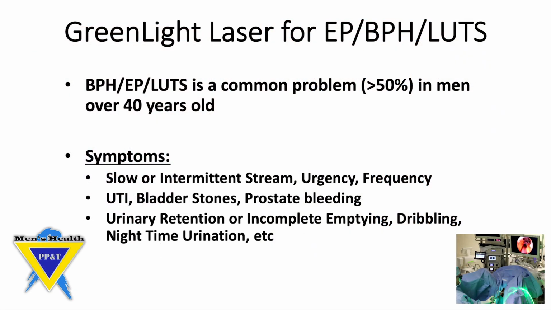BPH, enlarged prostate, and lower urinary tract symptoms is a very common problem. Approximately 50% of the men over the age of 40 will have issues with this. Typical symptoms include things like slow stream, intermittent stream, urgency or frequency of urination, urinary tract infection, bladder stones, blood in the urine, urinary retention or incomplete emptying requiring a catheter, and possible dribbling or nighttime urination.